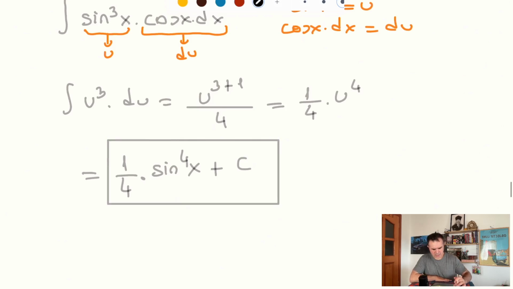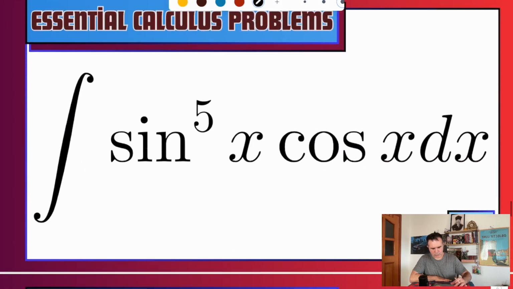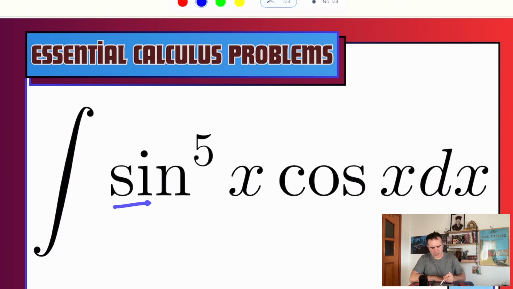In the next example, we will solve this one: the integral of sin⁵x cos x dx.